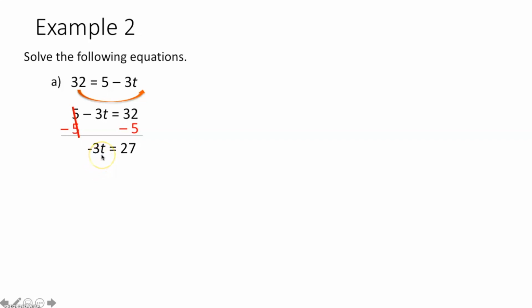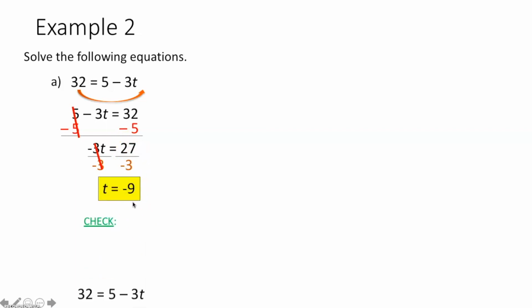Now we need to get t by itself, right? All of the constants have to go to the right, so this negative 3 has to go as well. So we're going to divide both sides by negative 3. Again, why do we do that? Because these two are multiplied together, so we have to do the opposite, the inverse. So we divide both sides by negative 3. These are going to cancel out, and 27 divided by negative 3, since one's a positive, one's a negative, our answer is going to be negative, and 3 goes into 27 9 times. So our answer is t is equal to negative 9.